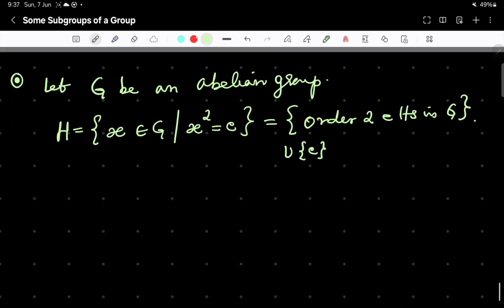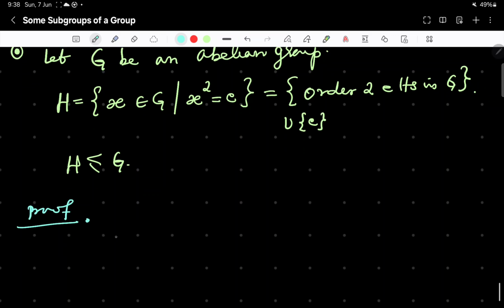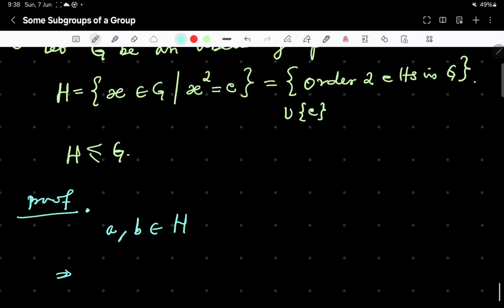Okay, how do you prove that this is a subgroup? The claim is that H is a subgroup of G. So how do you prove it? To prove this, we use the one line subgroup test. So we take two elements A, B from H. So what is the condition then? If A and B belong to H, it means A square is equal to E. Similarly, B square is equal to E.